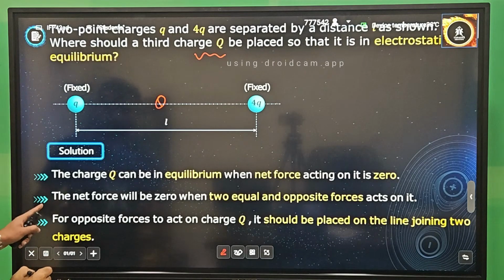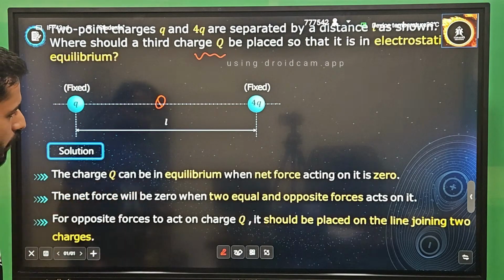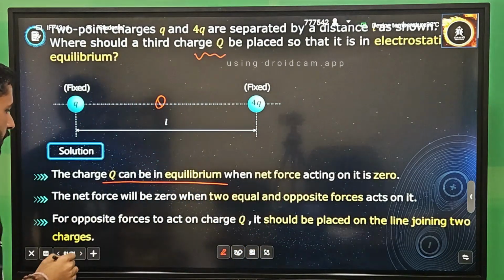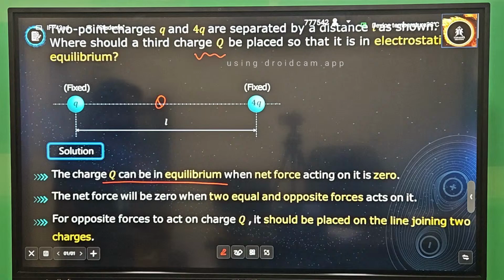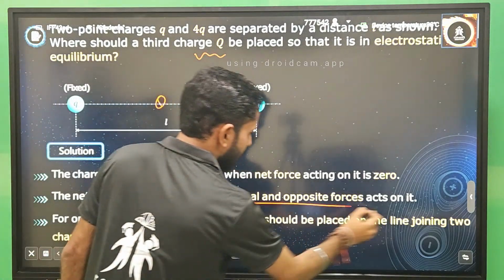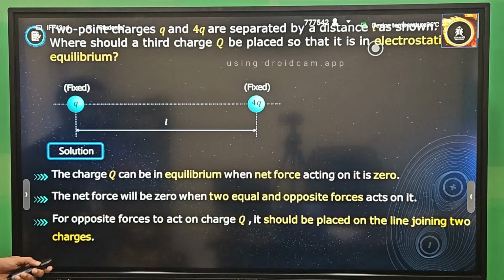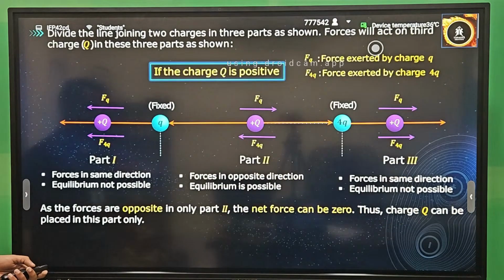Now see, the charge q can be in equilibrium when the net force acting on it is 0. Correct. The net force will be 0 when two equal and opposite forces act on it. These are some basic conditions. Let's analyze one by one. What are the possible conditions? Where are the possibilities?